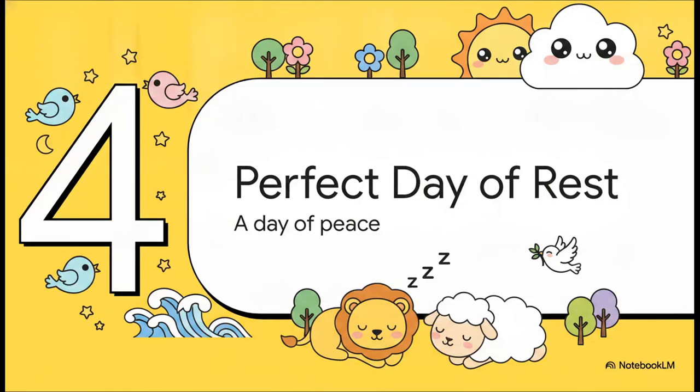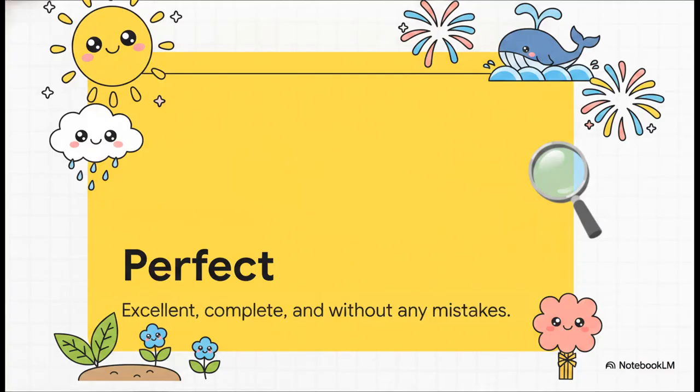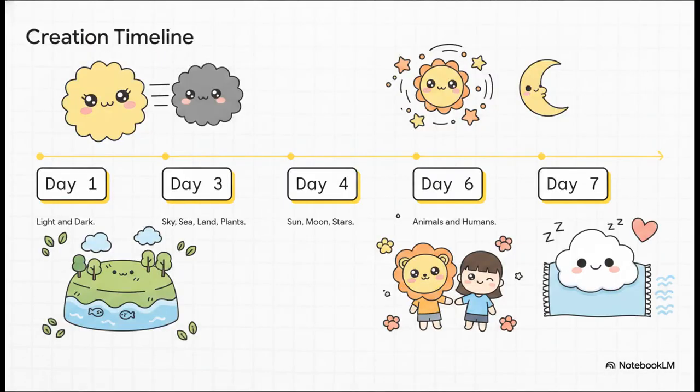And finally, Section 4, the perfect day of rest, a day of peace. Our final word bank term describes the exact state of the world as viewed on the seventh day of the narrative: perfect. The source material defines this as excellent, complete, and without any mistakes. After 6 days of non-stop action, light, fireworks, rapid plant growth, and splashing whales, the work is evaluated one last time, and it meets the absolute highest possible standard. It is entirely complete.